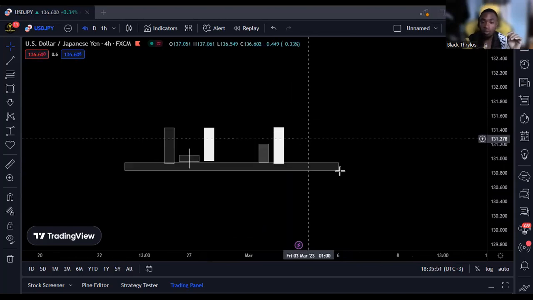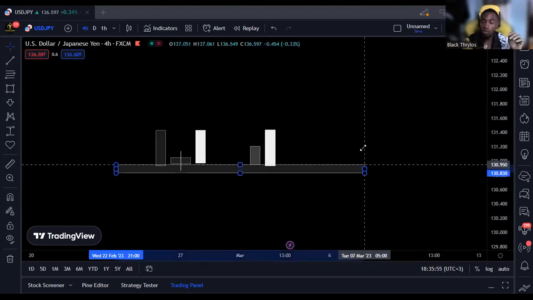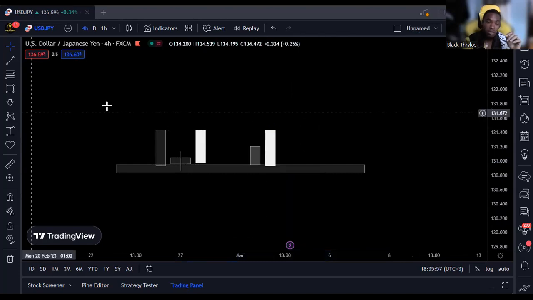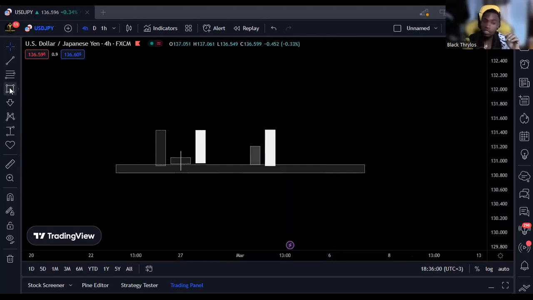This is my second, and probably the most common confirmation candlestick that you'll come across is this bullish candlestick, or this type of confirmation.